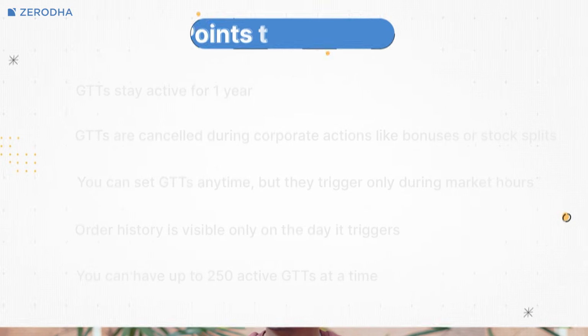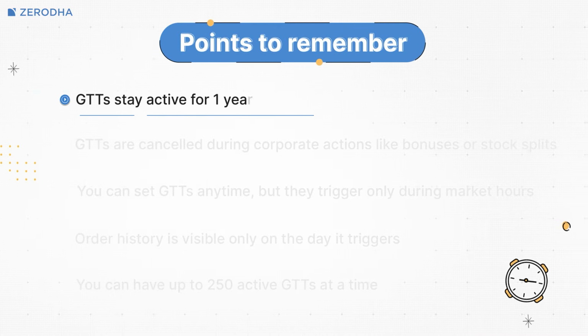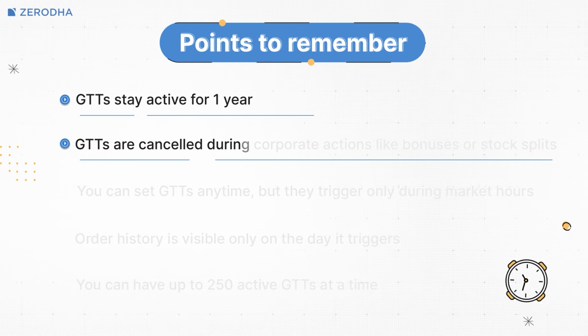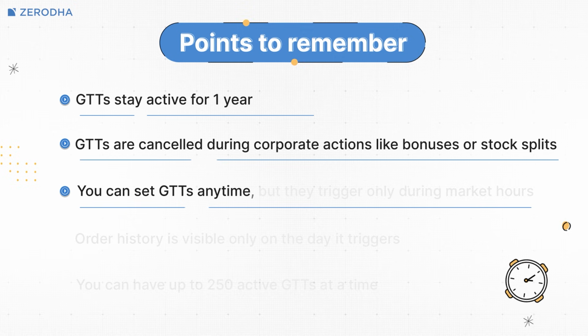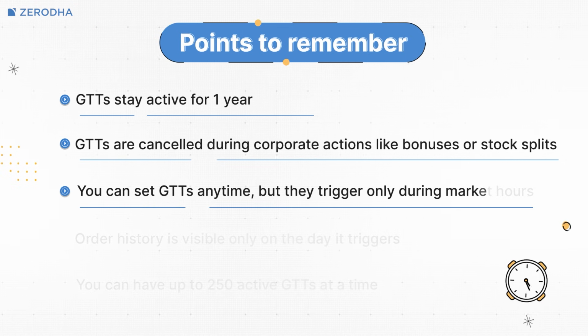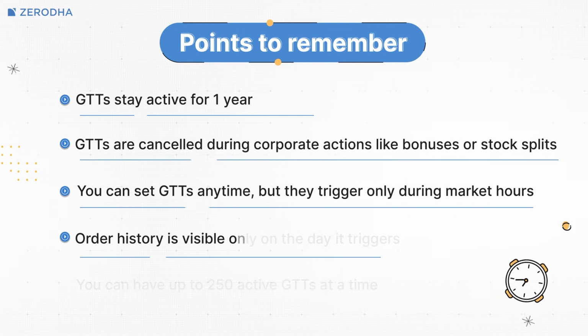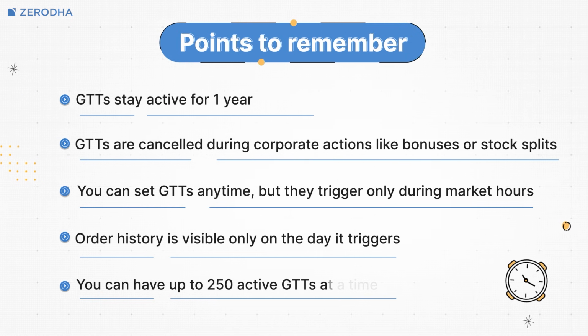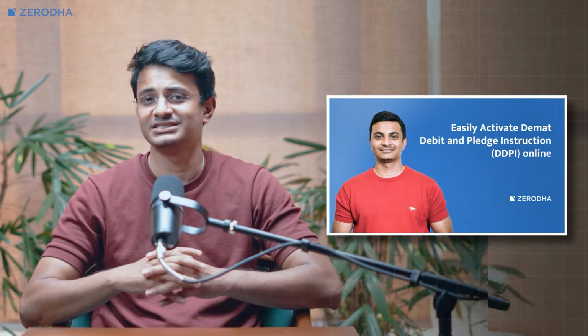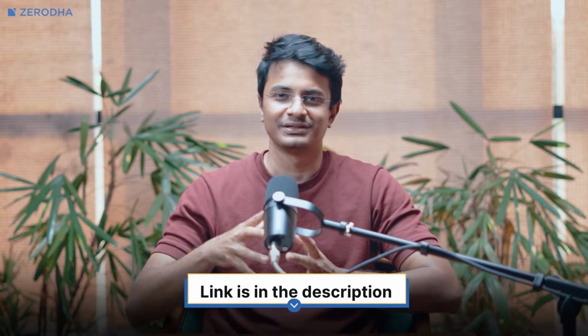Keep these points in mind. Your GTTs will stay active for 1 year. Your GTTs will get cancelled if there are corporate actions like bonus or stock splits. You can set GTTs anytime, but they'll only trigger during market hours. You'll see the order history only on the day it triggers. You can have up to 250 active GTTs at a time. And remember, you will need to authorize your holdings daily using CDSL to avoid your orders from getting rejected if you haven't submitted DDPI. If you don't know what DDPI is, we've made a detailed video which you can check here. We'll also put the links in the description.